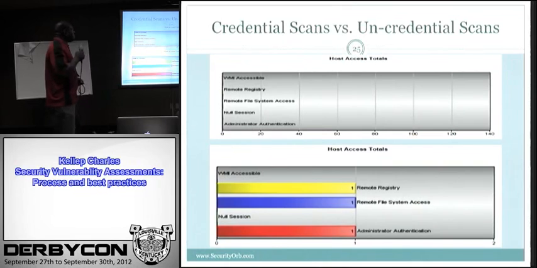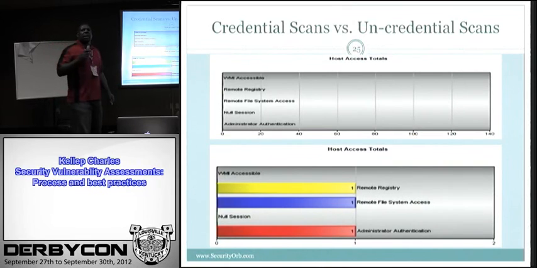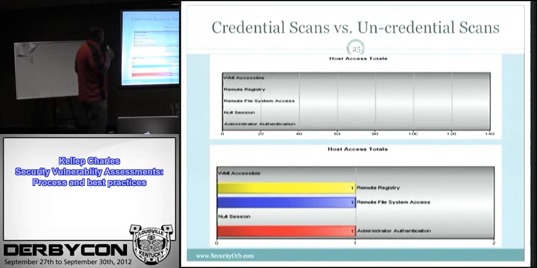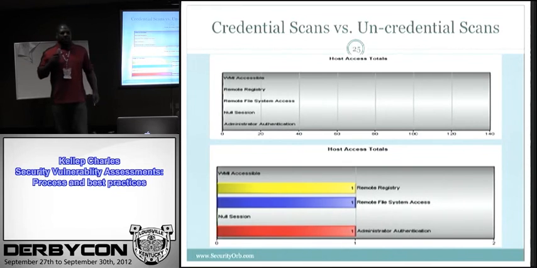This slide shows that when a credential scan is performed, it does have to be a little intrusive into the system that the scan is occurring on. In the first one, no critical services or anything were accessed, but as you can see in the credential scans, we needed access to the remote registry, the file system, as well as administrator authentication.